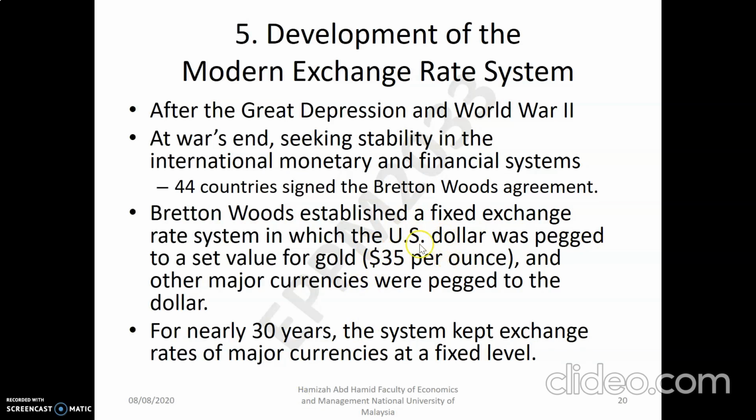Again, the US dollar was pegged, based on the value of gold, and the other major currencies were based on the price of the dollar. So this is what was decided in Bretton Woods. For nearly 30 years, the system kept the exchange rates of major currencies at a fixed level.